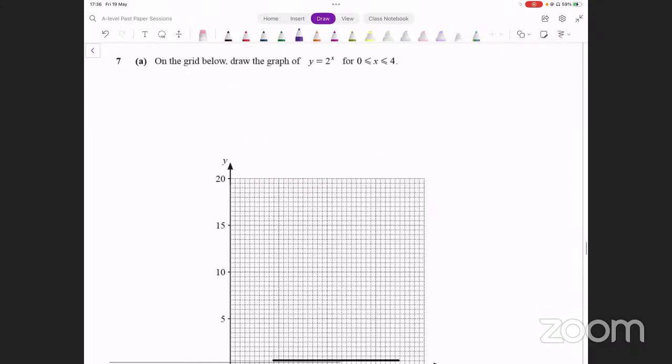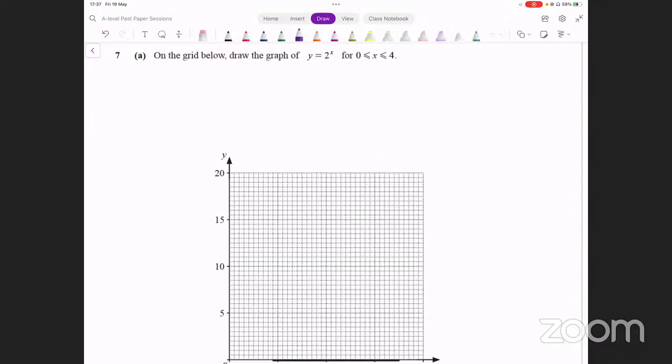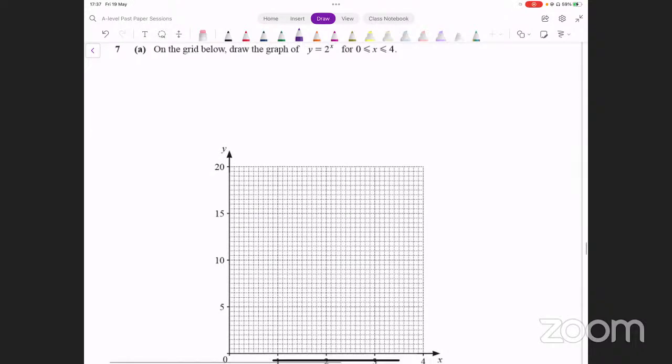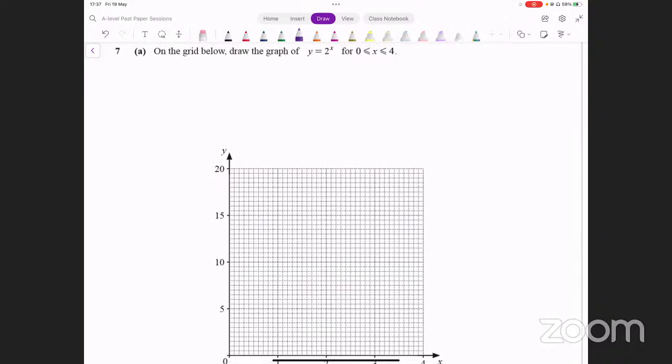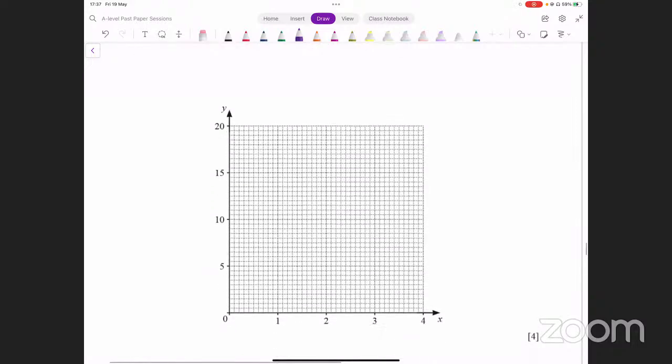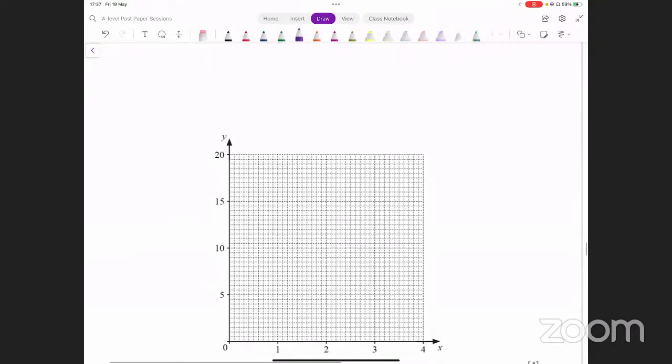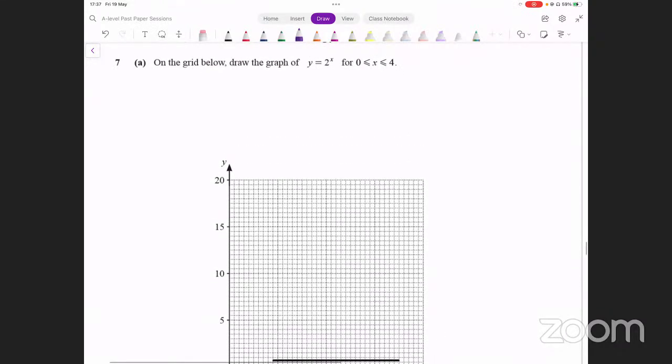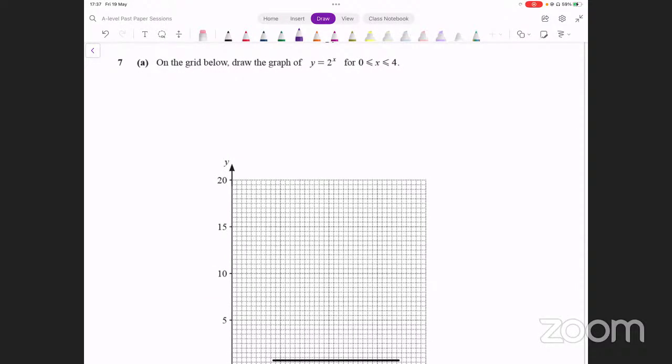Question number 7. It says, on the grid below, draw the graph of y equals 2 raised to power x for x between 0 and 4. Now, what do we do for such problems? All you have to do is just take some values of x and y, plot them and join them with a smooth curve. अब ये 4 mark question है, तो आपने working show कर देनी है. इसका table आपने यहाँ पर show कर देना है. Calculator में आप table function भी use कर सकते हैं.